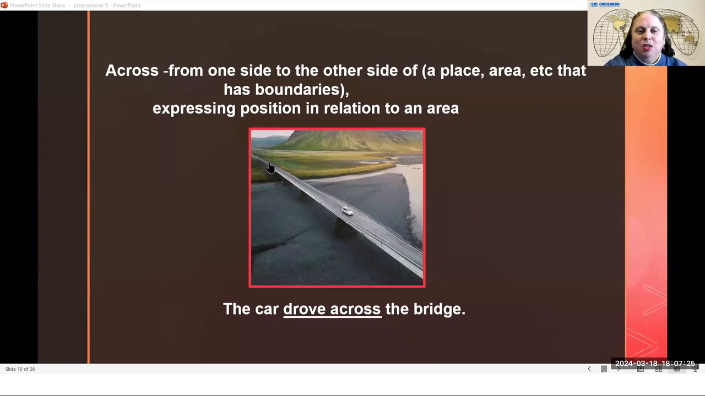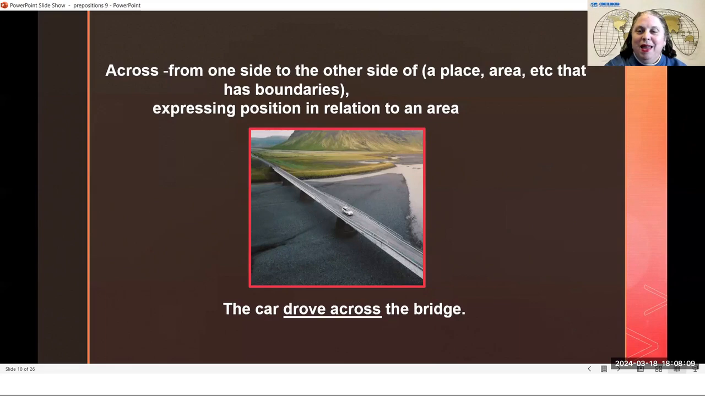So if this is one side of the bridge and over here is the other side of the bridge, and if I say that the car drove across the bridge, the car started on one side and it went to the other side of the bridge. And the bridge has a beginning and the bridge has an end. So you can go across the bridge from one side to the other side. And we know that this is one side and we know over here is the other side because there are boundaries. The bridge has a beginning and the bridge has an ending. So you can go across the bridge.